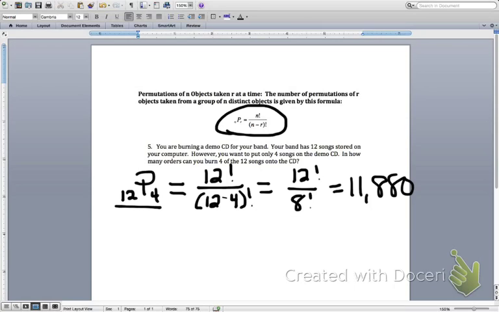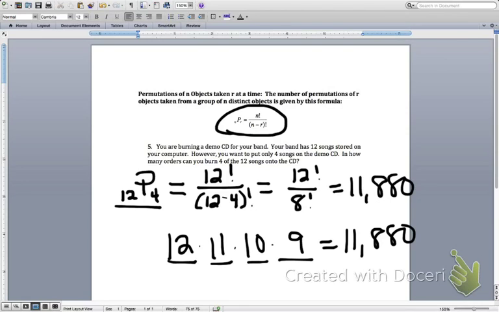Now, I said we can also do it the way we did the last one, which to some kids is a little bit easier to do. You can choose. I like to think of it like this. I am ordering 4 songs. For my first song, I have 12 options. Since I'm not going to repeat the same song on a CD, I now only have 11 options for my second song. I have 10 options for my third song, and I have 9 options for my fourth song, which will also give you the 11,880 different choices.